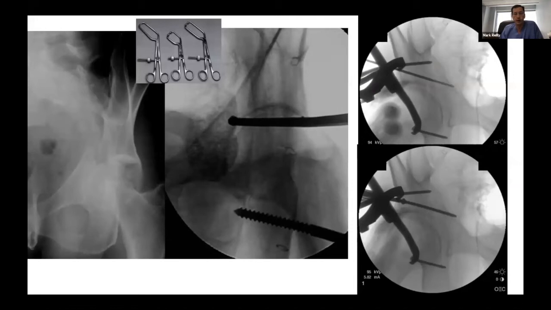We have a Schanz pin helping to manipulate the posterior column in place. We have an angled clamp helping to, in this case, rotate or displace the posterior column so that an angled jaw clamp can be placed through the greater sciatic notch to reduce the anterior column component. We're looking fluoroscopically and saying that the pelvic brim and the anterior rim and anterior articular surface appear to be reduced in that situation on the left-hand side.